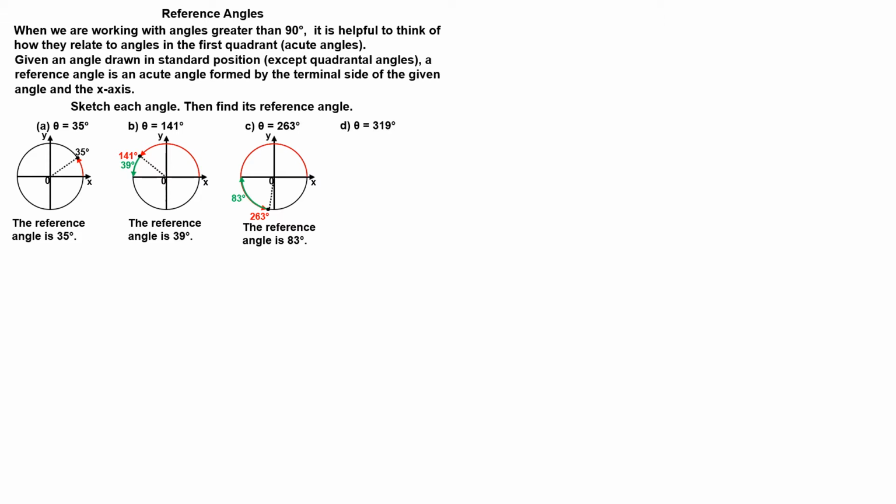Start by drawing the unit circle. Draw the standard angle of 319 degrees. We know that the angle lands on the fourth quadrant. Now we can determine the reference angle. The reference angle is the smallest angle that the terminal side of the angle makes with the x-axis. The angle 319 degrees has a reference angle of 41 degrees.